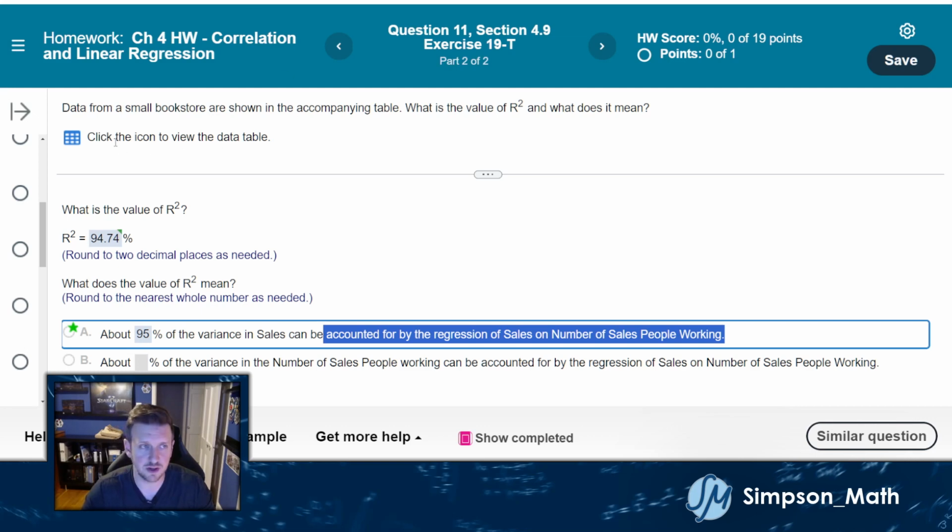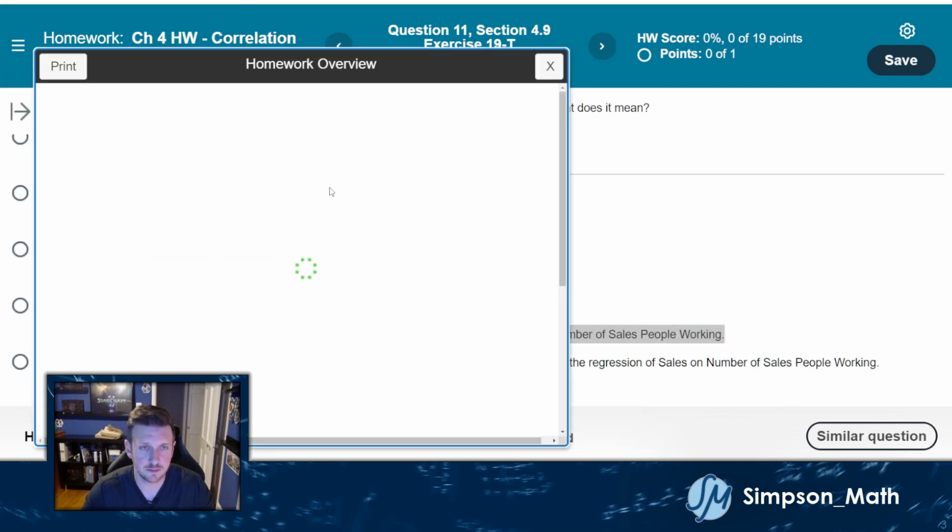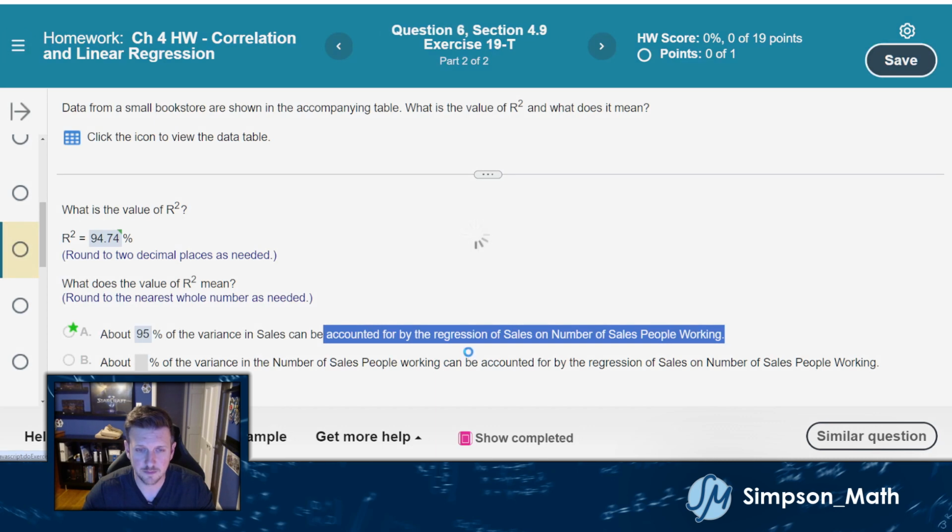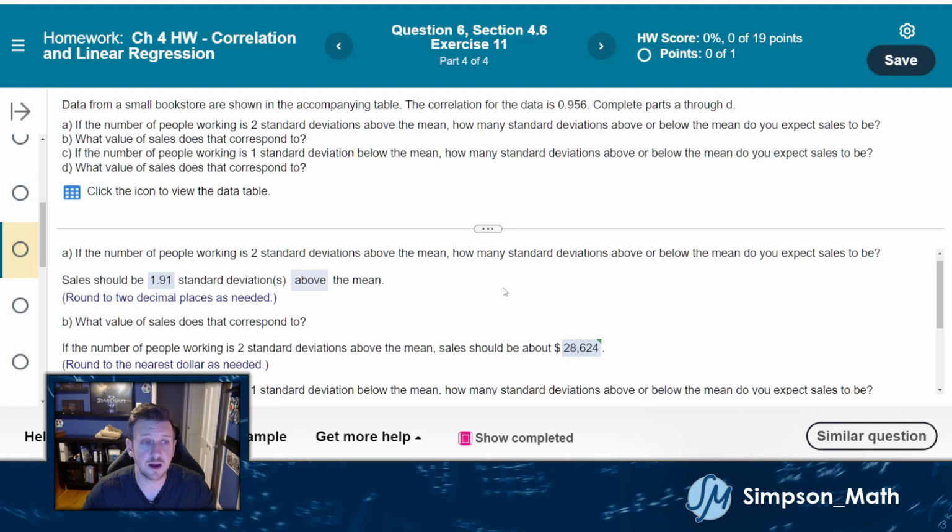Let's move on to another question. All right, this is about regression to the mean, using that idea of regression to the mean to be able to make some predictions. It says data from a small bookstore are shown in the accompanying table. The correlation for the data is 0.956, complete parts A through D below. If the number of people working is 2 standard deviations above the mean, how many standard deviations above or below the mean do you expect the sales to be? And what value of sales does this correspond to?